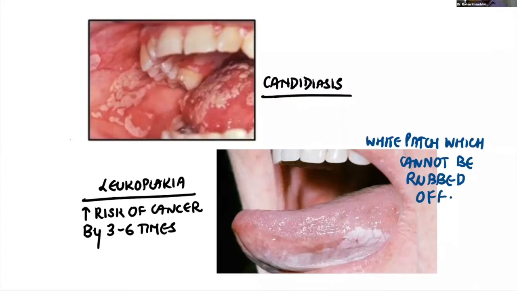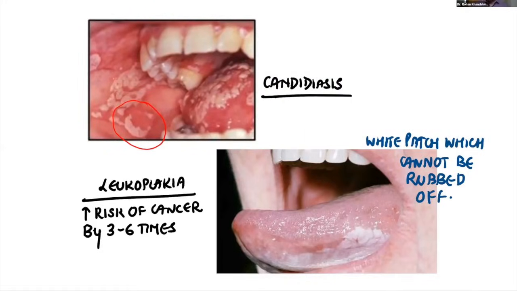Moving on to oral carcinoma, which is also a very important and frequently asked topic in the FMG exam. You should be able to differentiate between candidiasis and leukoplakia. In the above image, in candidiasis, you can see a hyperemic, reddish border. And candidal patches can be rubbed off. You can rub them off.